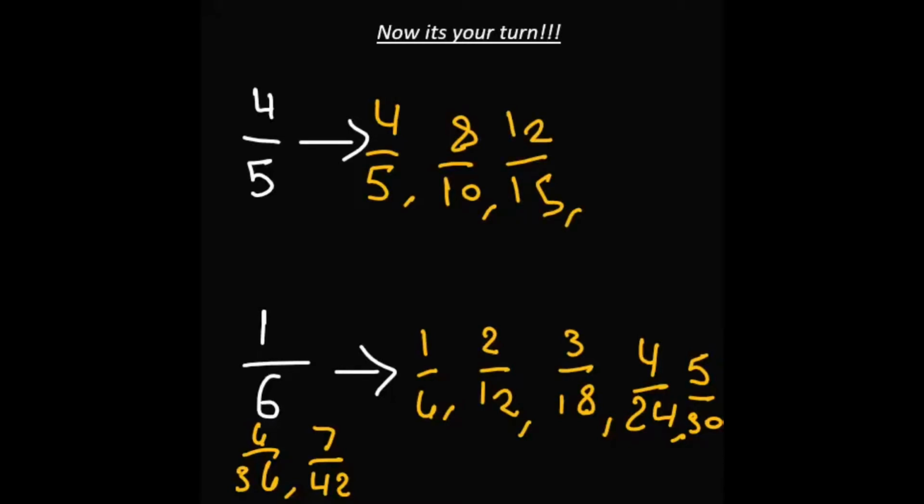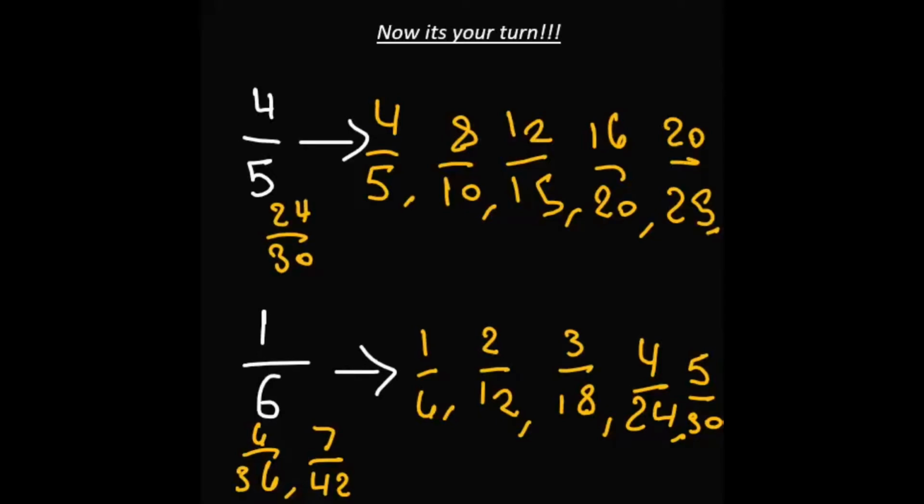Then we have times 4. 5 times 4 is 20. 4 times 4 is 16. Next we have times 5. 5 times 5 is 25. 4 times 5 is 20. Next we have times 6. 5 times 6 is 30. 4 times 6 is 24. 4, 8, 12, 16. Alright, 6, 12, 18, 24. Yep. Okay, so now we have times 7.